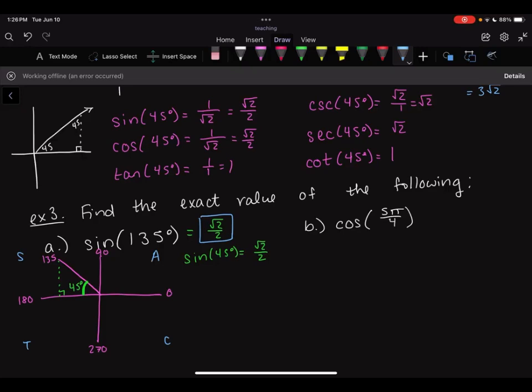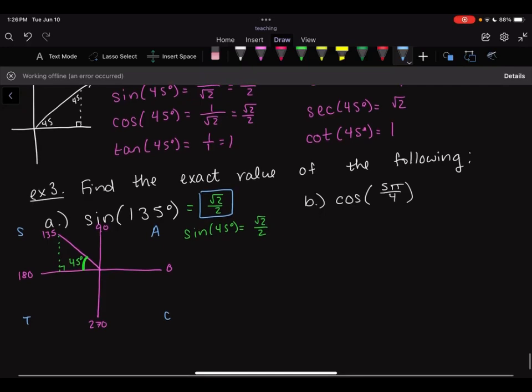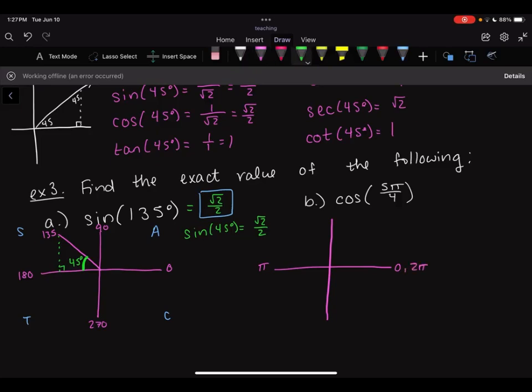Let's do part B together. I always like to draw them first. So 5 pi over 4, so I'm in radians. This is 0. This would be pi. Since I have a denominator of 4, I want these to also have a denominator of 4. This becomes 2 pi. If I multiply pi by 4 over 4, I get 4 pi over 4. If I multiply this one by 4 over 4, I'm going to get 8 pi over 4, excuse me.